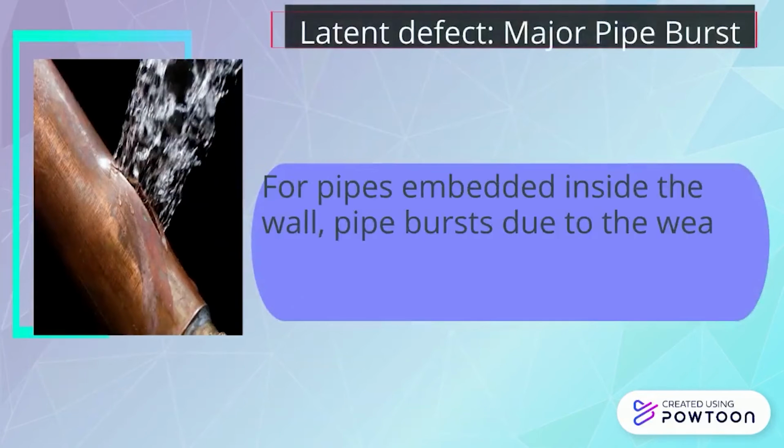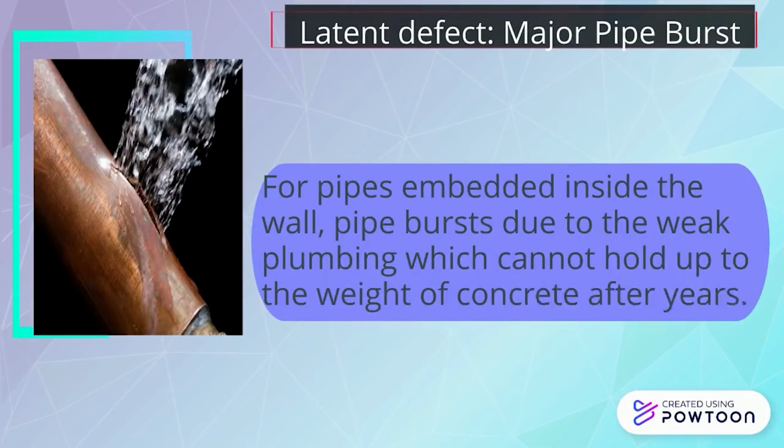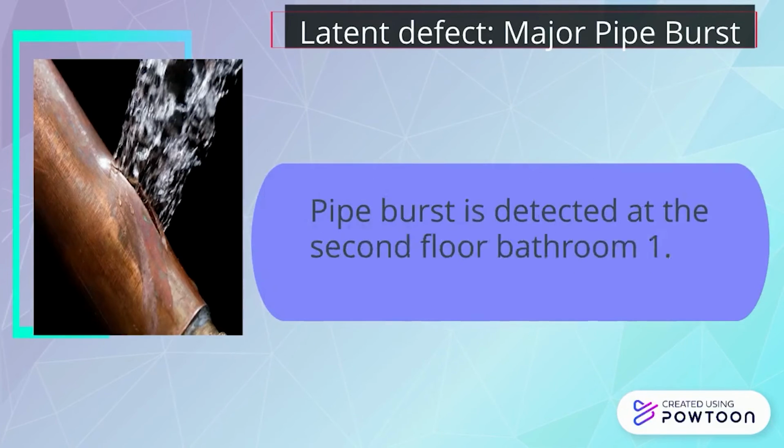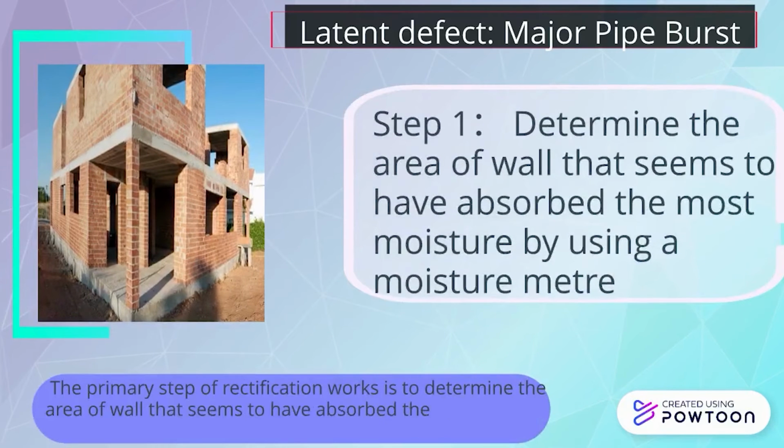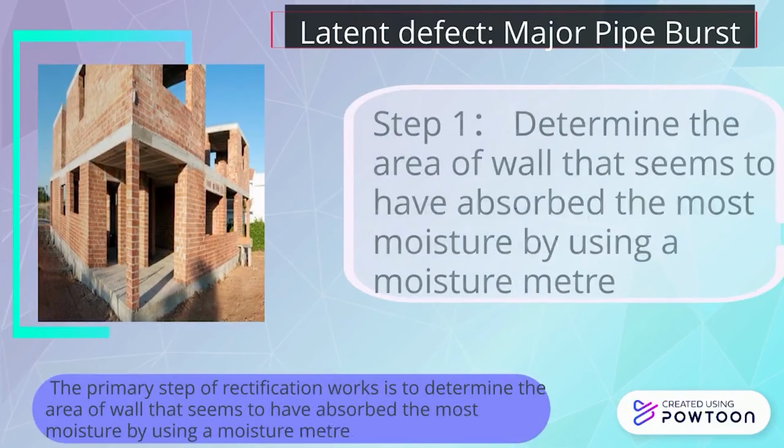One of the latent defects for steel pipe is major pipe burst. For pipes embedded inside the wall, pipe burst is due to weak plumbing which cannot hold up to the weight of concrete after years. Pipe burst is detected at the second floor bathroom 1. The primary step of rectification work is to determine the area of wall that seems to have absorbed the most moisture by using a moisture meter.